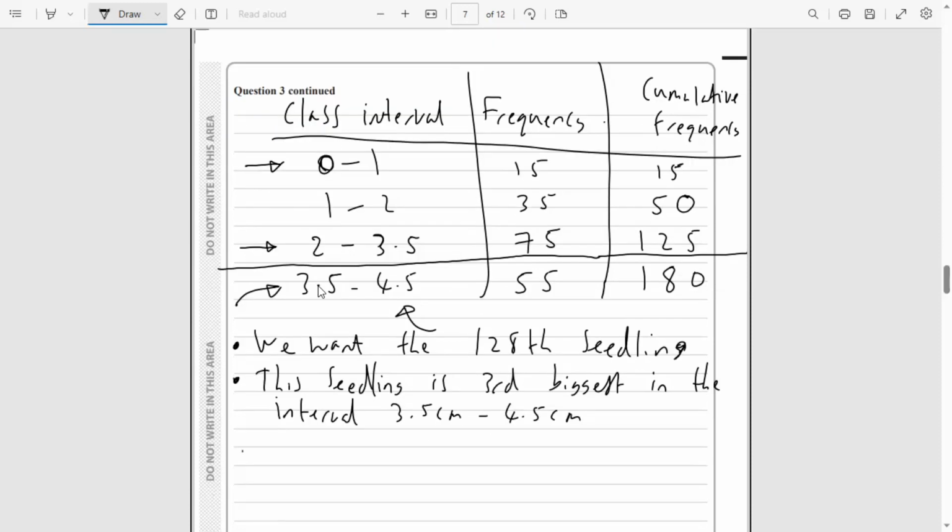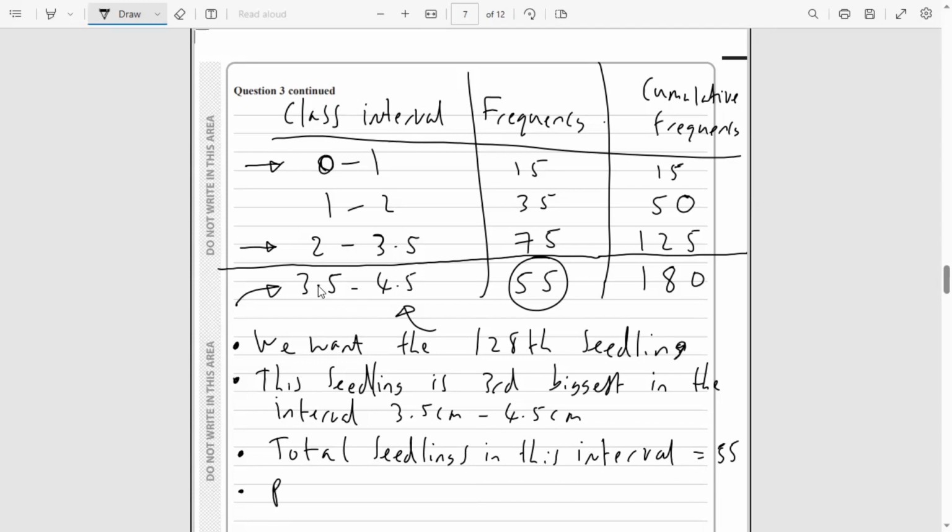Now, how many seedlings do we have in this interval? Total seedlings in this interval, well, we know that that's the frequency, this 55 there. So it's 55. So that's our total frequency within this interval. So the third biggest seedling is the median, but we've got 55 seedlings in this category.